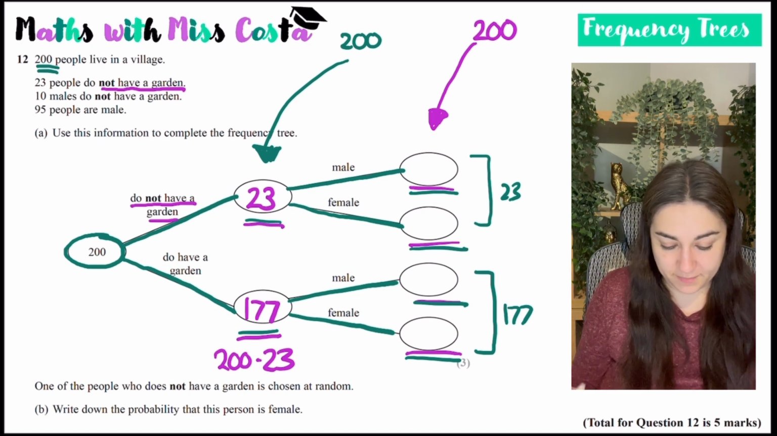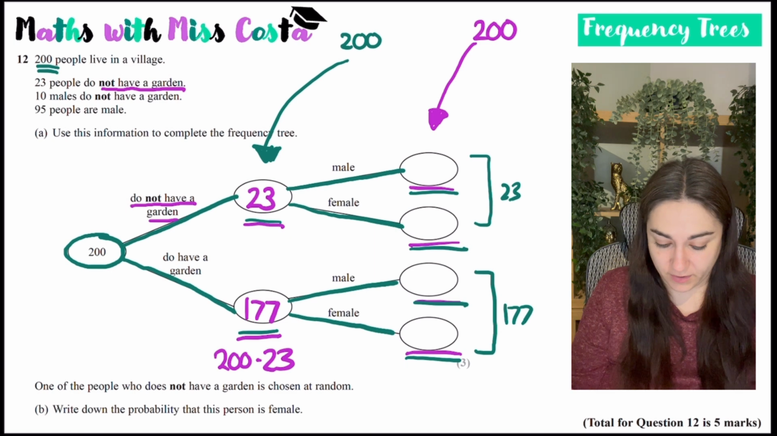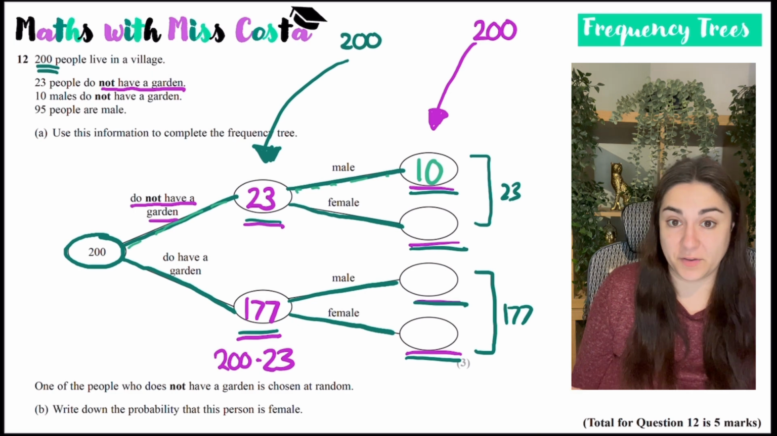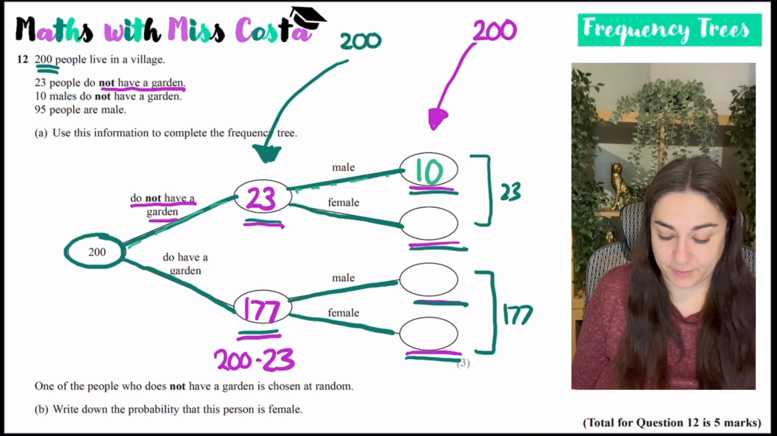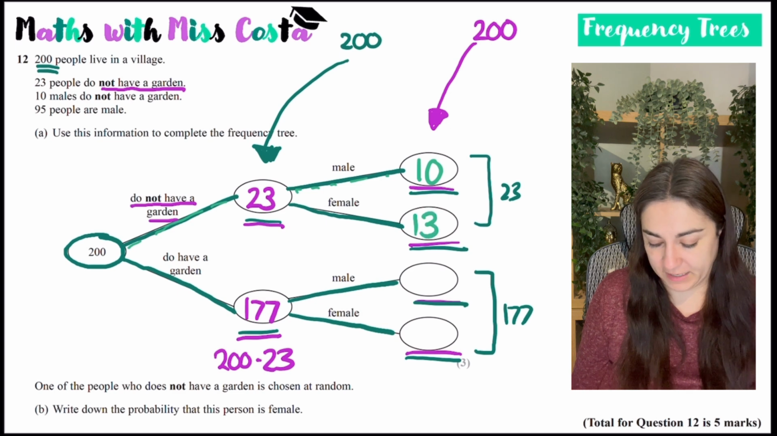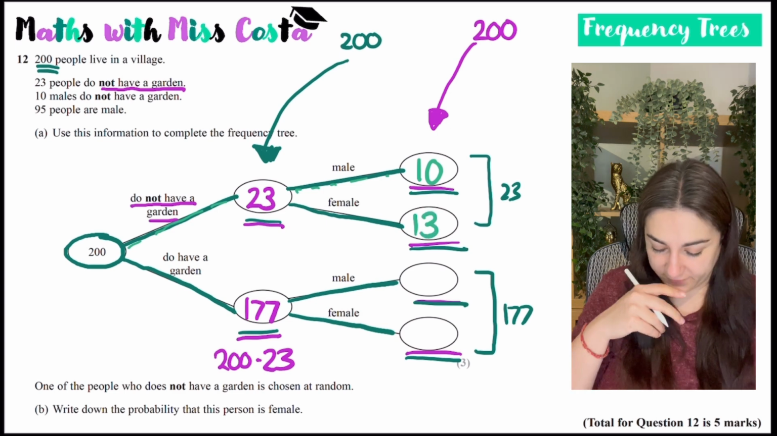Then I'm told that 10 males do not have a garden. So I go to do not have a garden, and I go to male, and I'm going to write 10. And I know that it must add up to 23. So I can do 23 take away 10 to figure out how many females must not have a garden.